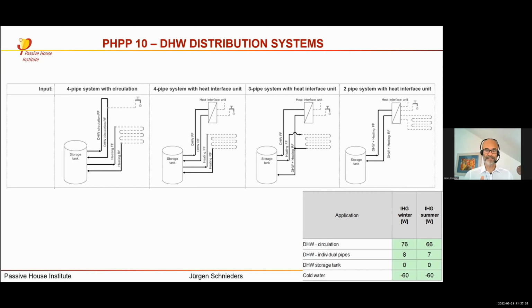Also, the internal heat gains from the domestic hot water system are accounted for separately for winter and summer. They would be a bit lower in summer because we have higher room temperatures and thus a smaller temperature difference, giving us less heat transferred from the domestic hot water system to the room.